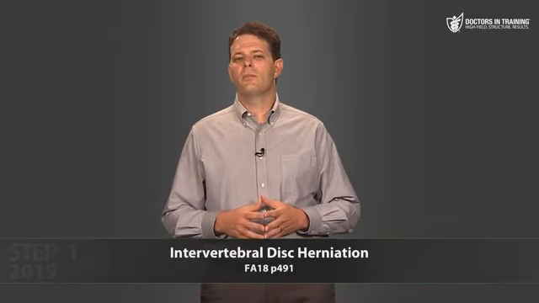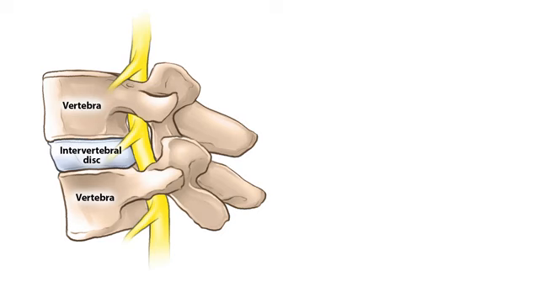Let's talk about a couple of other points of anatomy that have clinical applications, starting with the intervertebral discs. Remember that the spine is a column of vertebrae stacked on top of one another, and in between the vertebrae are discs of cartilage called intervertebral discs, which act as shock absorbers and allow the spine to bend and twist.